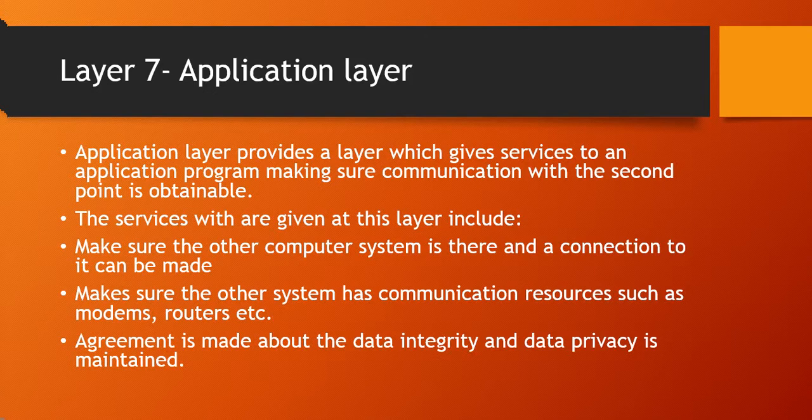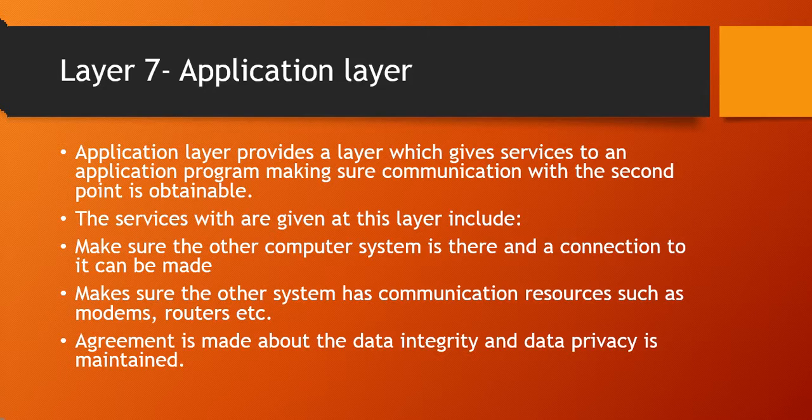The application layer provides services to an application program which makes sure the communication with the second point, i.e. the next system, is obtainable. The services given at the application layer include making sure the other computer system is there and the connection to it can be made, and making sure the other system has communication resources available and they're on and ready and working, such as routers, modems, things like that.